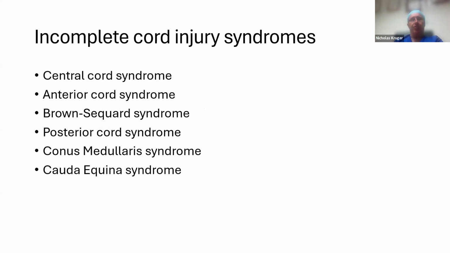You must all know the central cord, the incomplete cord syndromes. So there are certain patterns. Central cord.